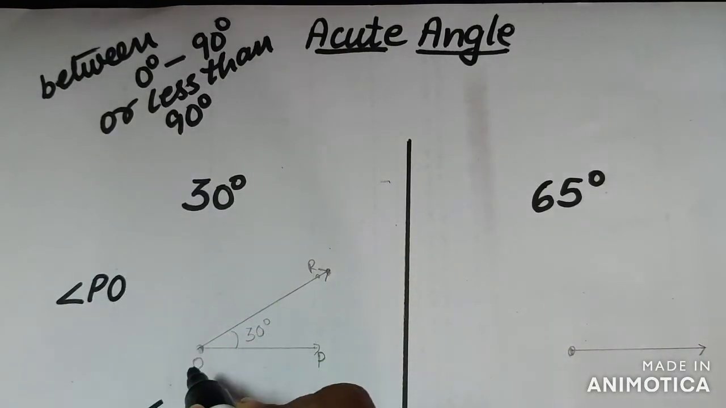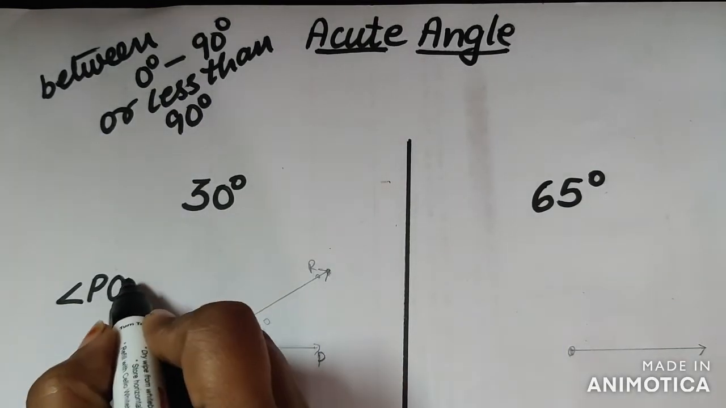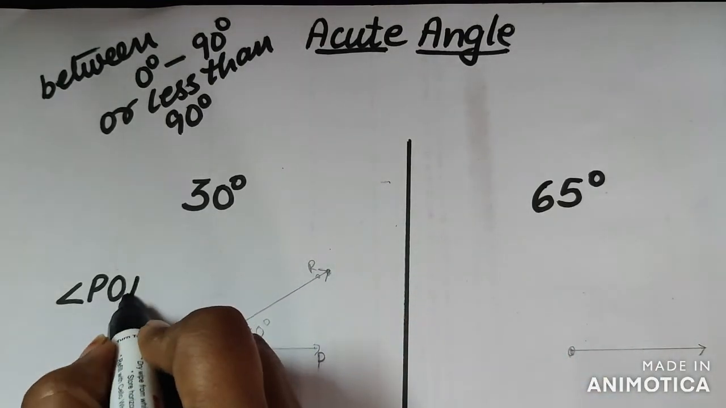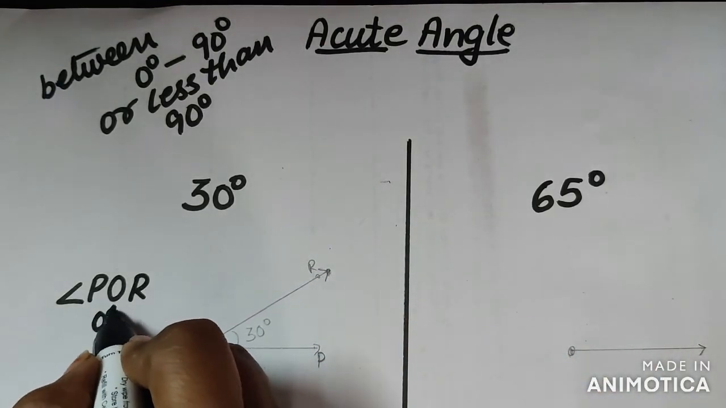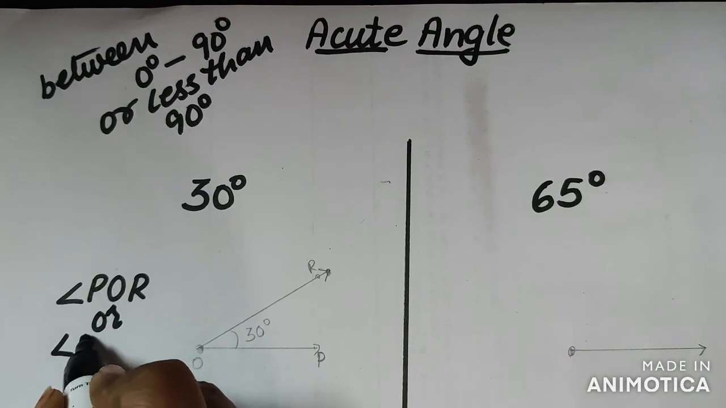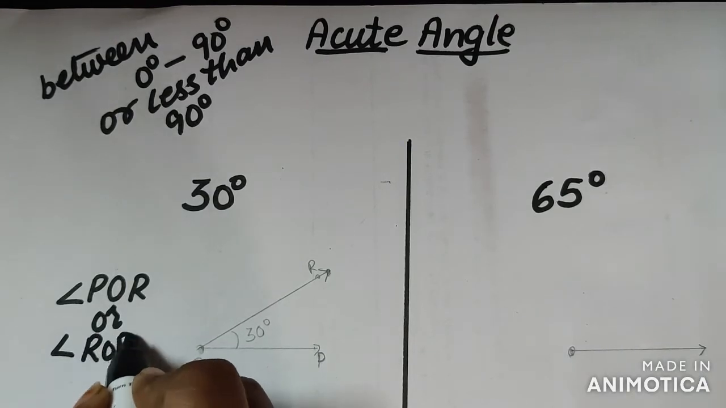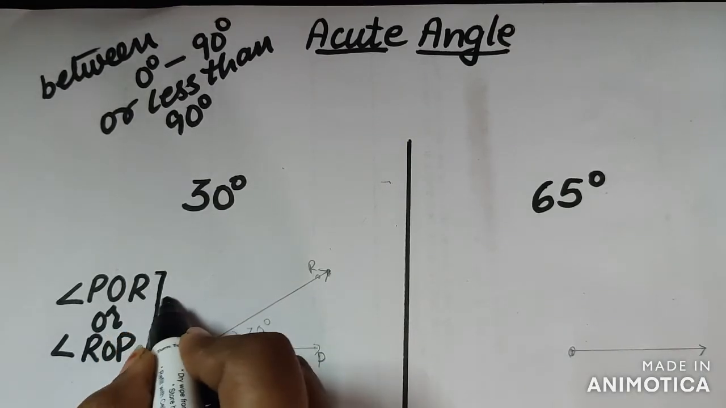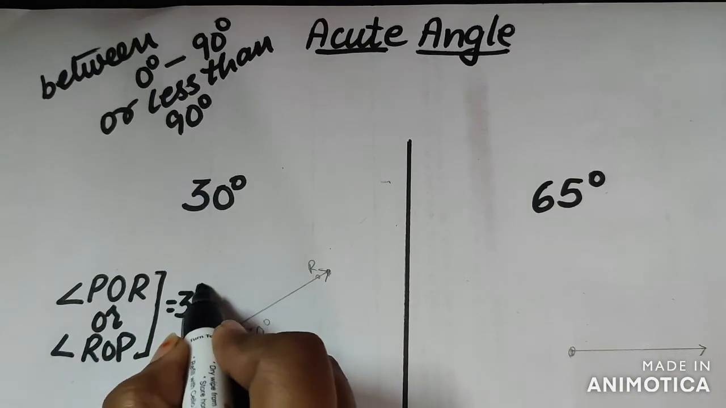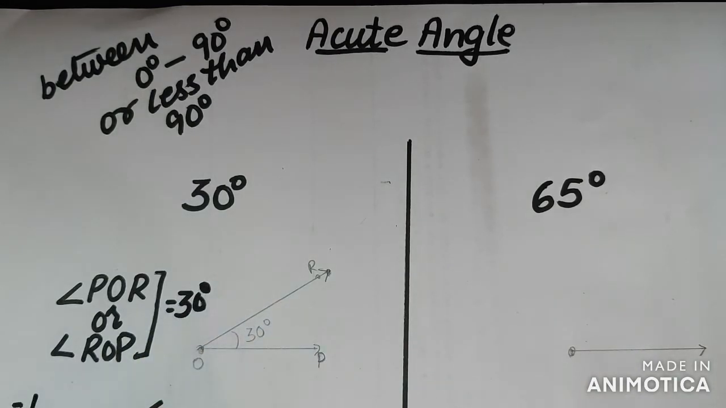O, the center, the point on which the angle is formed, will always be in between. POR, or you can say angle ROP, right, is equal to 30 degree, and just classify it, it will be an acute angle.